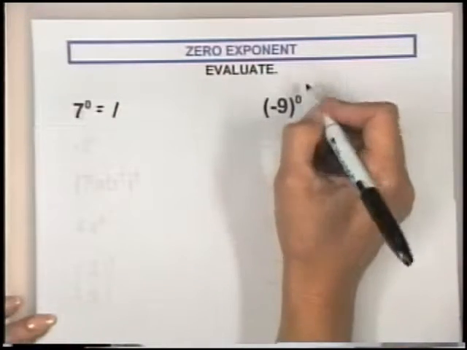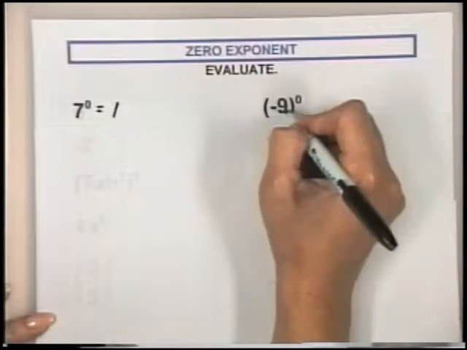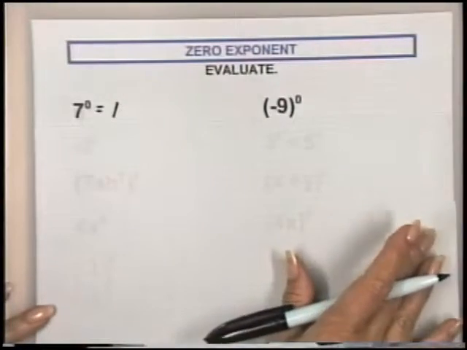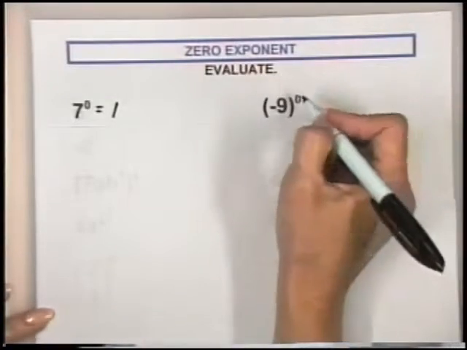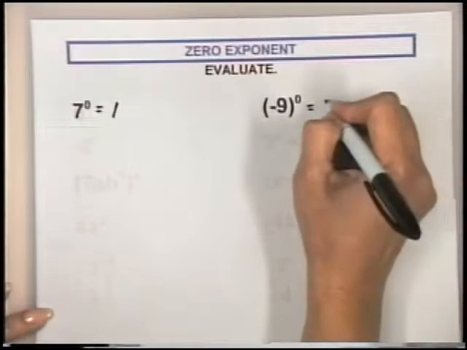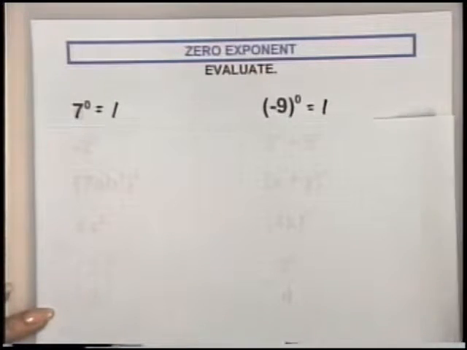Negative 9 to the 0. Does the 0 exponent apply to the negative 9? Because the negative 9 is in parentheses, the 0 does apply to the negative and the 9. A quantity raised to the 0 power is equal to 1.